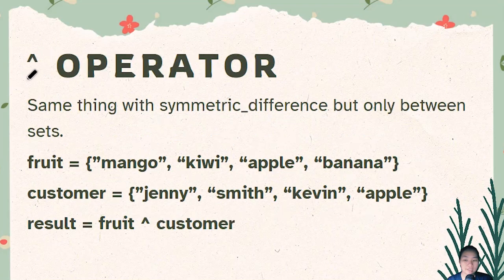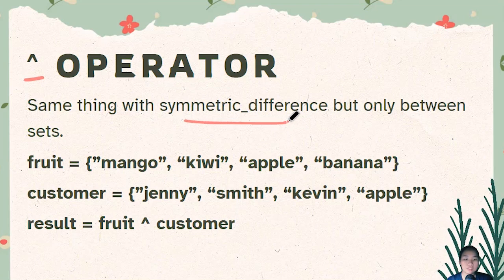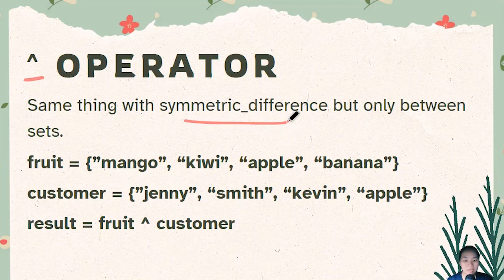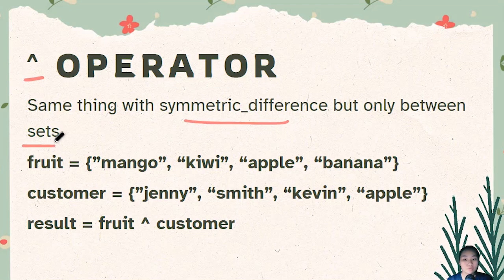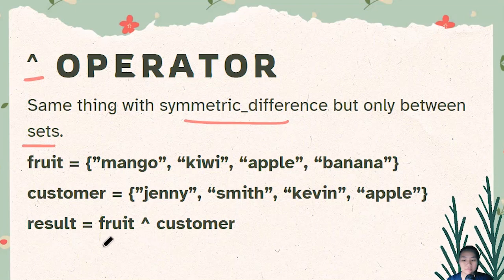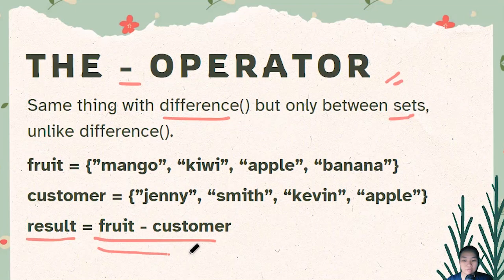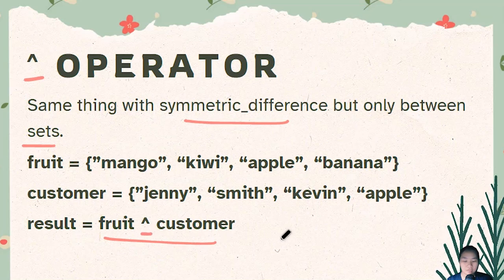Next up, let's take a look at this little operator over here. It does the same thing as the symmetric difference method, but only in between sets, okay? You can see the repetitive pattern here. These operators, they do the same thing, but they're very picky. They only work between sets, not sets and lists, or set and tuple. If you do use these operators for different data types, it will pass in an error, okay? Now, as you can see, it's very similar to this operator over here, fruit minus customer. You just go fruit, and then this operator, and then customer, okay?